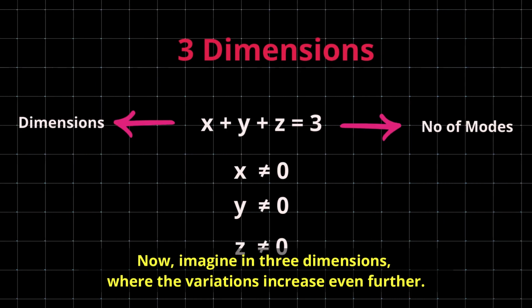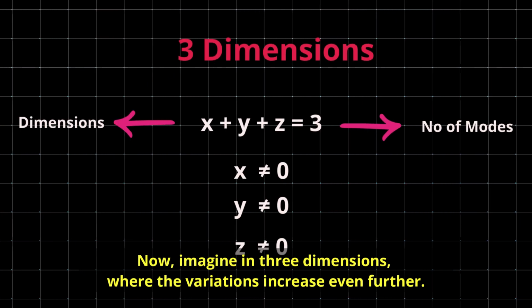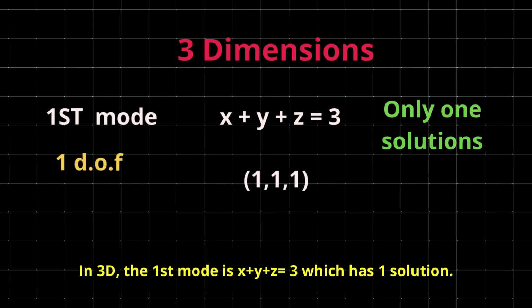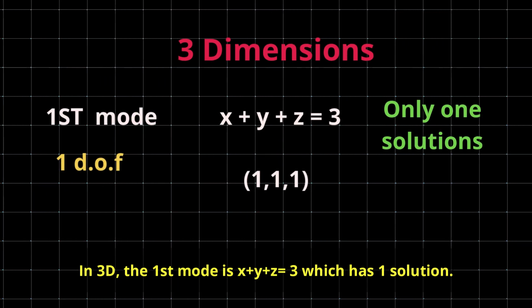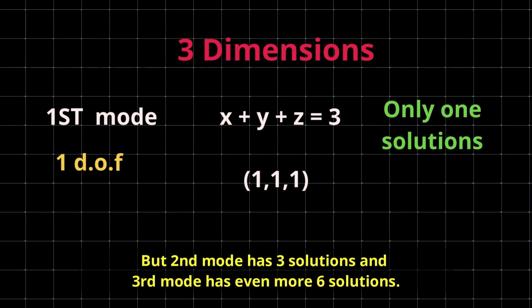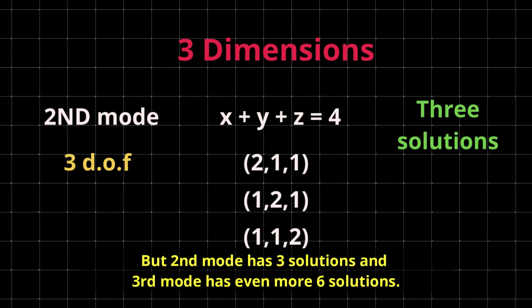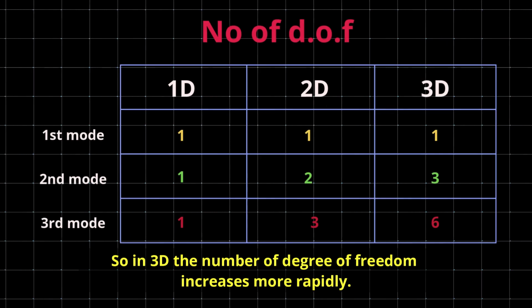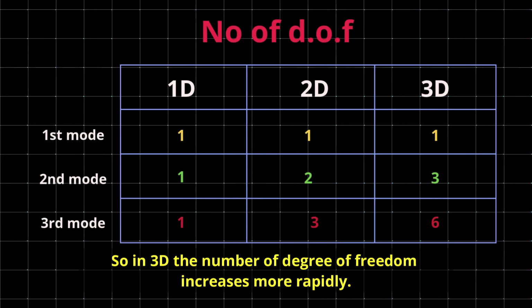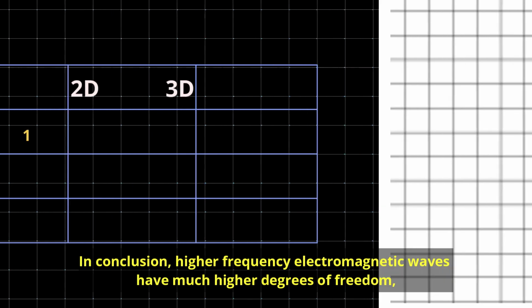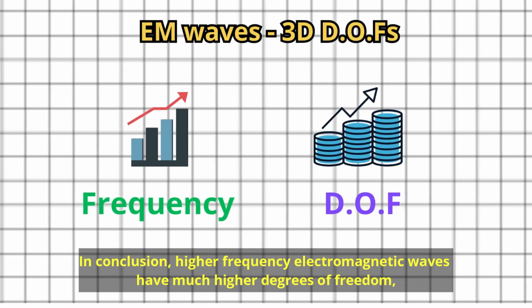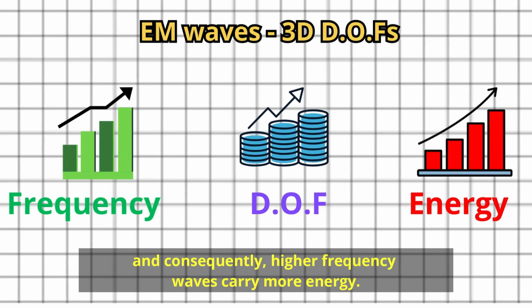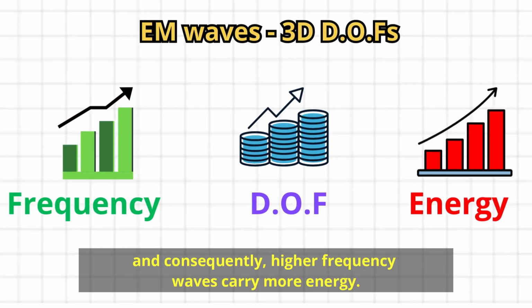Now imagine 3 dimensions, where the variation increases even further. In 3D, the first mode is x plus y plus z equal to 3, which has one solution. But the second mode has 3 solutions, and the third mode has 6 solutions. So in 3D, the number of degrees of freedom increases more rapidly. In conclusion, higher frequency electromagnetic waves have much higher degrees of freedom, and consequently, higher frequency waves carry more energy.